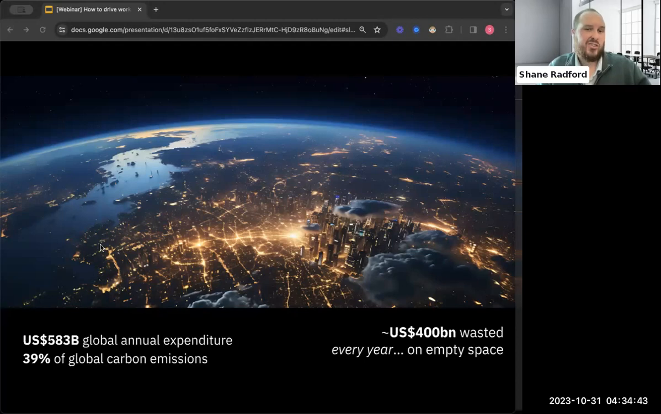Additionally, real estate as the world's largest asset class is also its biggest polluter, responsible for 39% of global carbon emissions. With so much underutilized space around the world, it's up to us as real estate professionals to identify ways to operate more sustainably and more cost effectively.